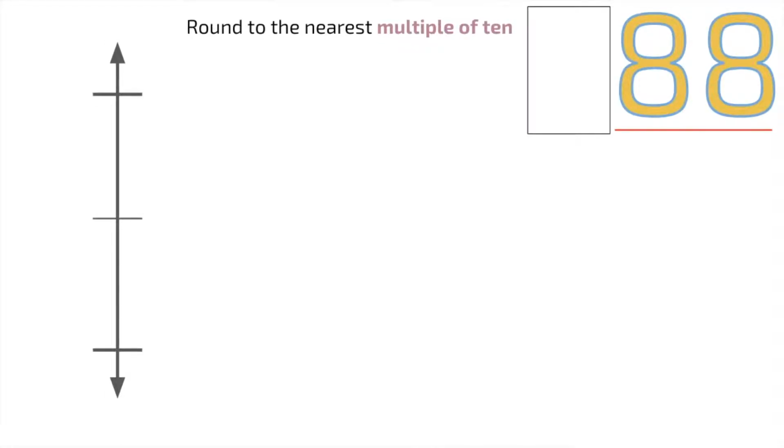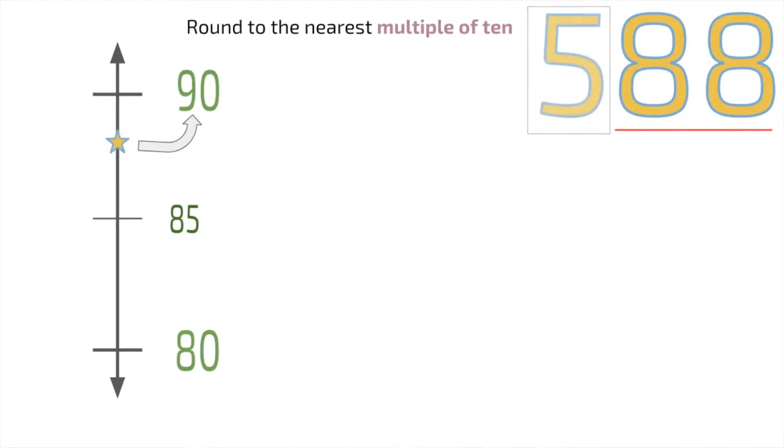88 is in between. It's more than 80, less than 90. 88 is somewhere between 80 and 90. Right in between 80 and 90 is 85. I know that 88 is more than 85, so it's somewhere up here, which means it's going to round to 90. But again, our number isn't really 88, it's 588.